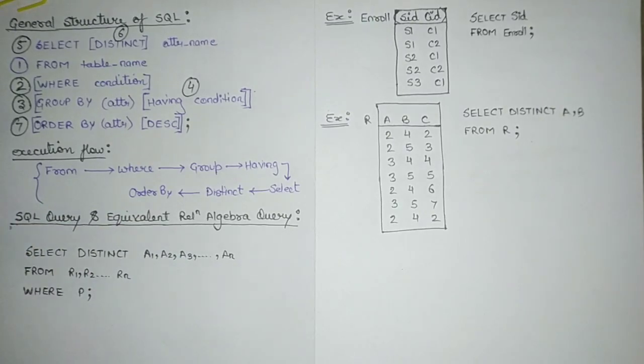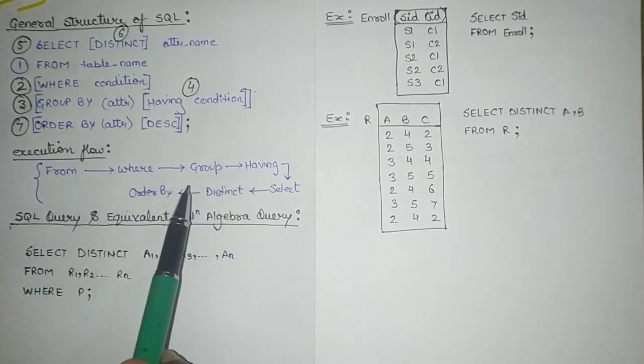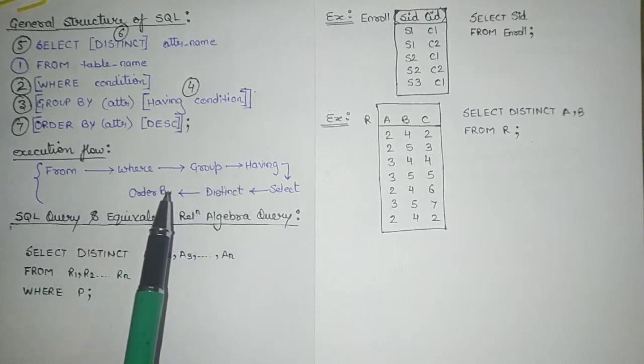This is how a particular SQL query will be resolved. Whenever you are writing a query against a table, against a database, this should be the order in which it is expanded to get the required rows or required information from the database.